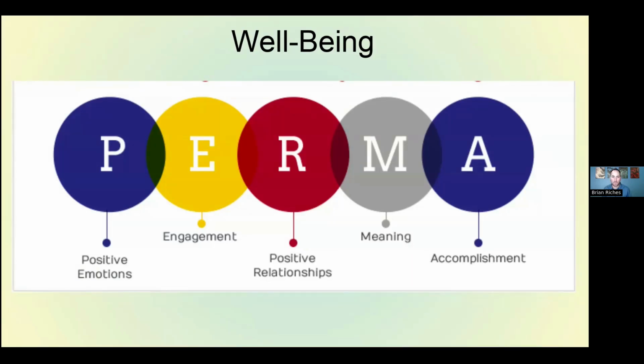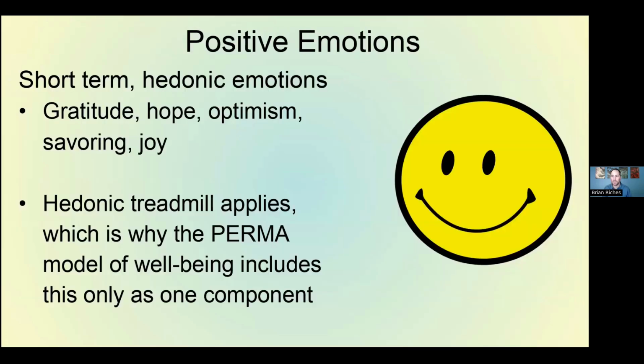So going to this first one, positive emotions, we've already talked about this a little bit. These are the short-term hedonic emotions: gratitude, hope, joy, optimism, savoring. Savoring is when you take something in and spend more time focusing on it. So you might savor the food that you're eating, something like that. You can savor a moment as well. If it's a really pretty sunrise, just take some time with it. That's pretty enjoyable. But the hedonic treadmill applies to all of these.